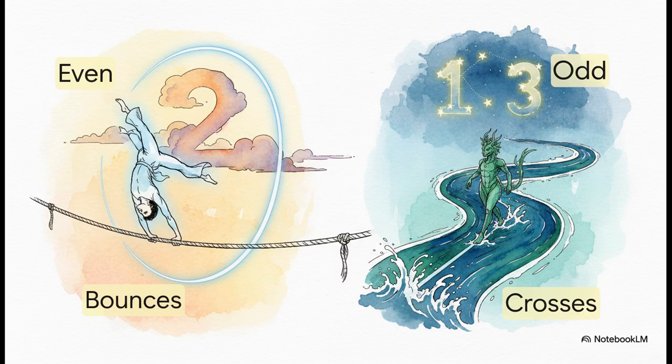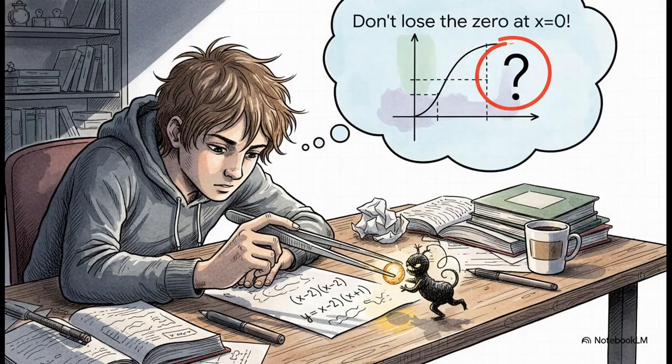Even means bounce. Odd means cross. Say it with me. Even, bounce. Odd, cross. Get that down and you're halfway there. The second trap is a little sneakier. Remember in that second example when we factored out an x squared?